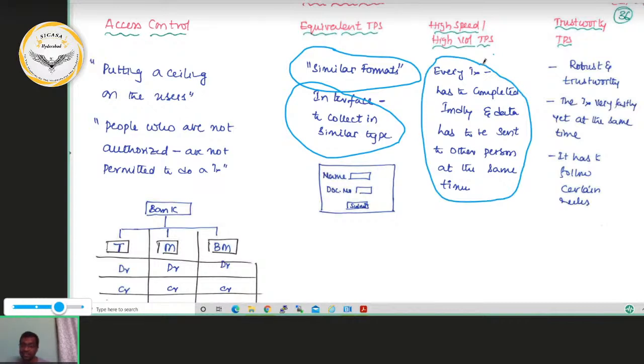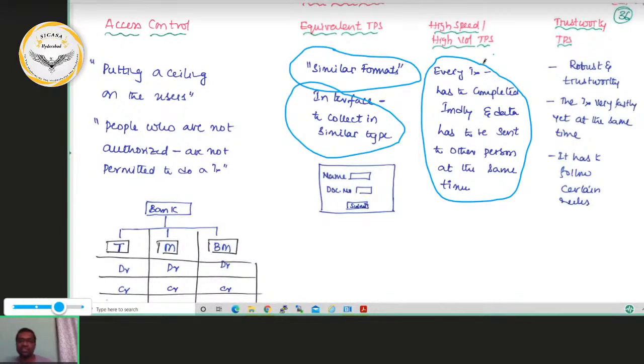And the data has to be sent to the other person at the same time. For example, if I book an Ola, a confirmation message has to be received by me, and also it has to be received by the driver. If the driver doesn't receive the message or I don't receive the message, then the transaction is called an incomplete transaction. So every transaction has to be completed very fast. At the same time, the data has to be sent to the other person immediately.